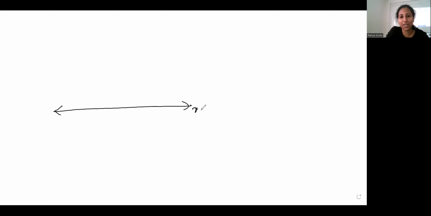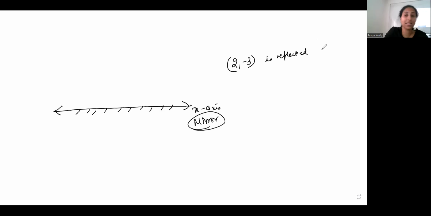You were telling me how to find the reflection of a point, right? Yes, ma'am. Usually they will tell you reflection in x-axis or reflection in y-axis. Those types of questions, right? Yes, ma'am. I have a doubt in both of them. So if it is x-axis, that means x-axis is behaving as a mirror. You need to treat this like a mirror when they tell you a point is reflected in x-axis. So suppose 2 comma minus 3 is reflected in x-axis.